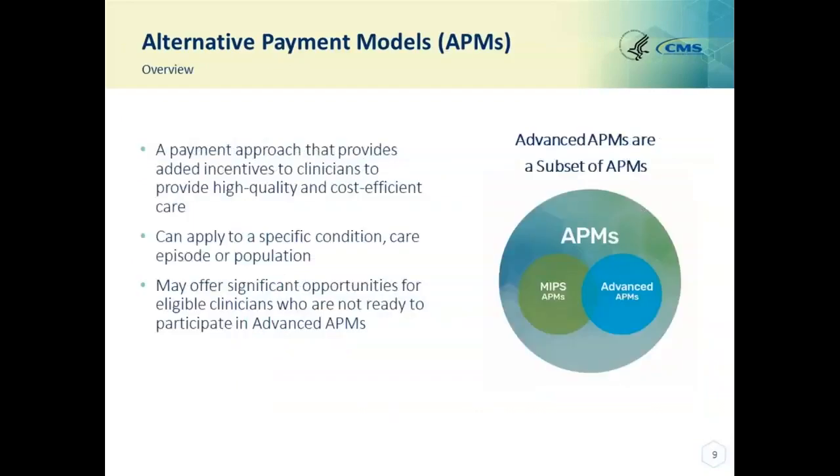Here again, we talk about APMs from a definition perspective. There are three main ways that you want to look at APMs as a subset of quality and value. One, it's an approach that really looks at incentives for clinicians to provide high quality and cost-efficient care. In addition to that, we look at how we pay for specific conditions, care episodes, and also populations, not just payment, but also the work that you do as a clinician.